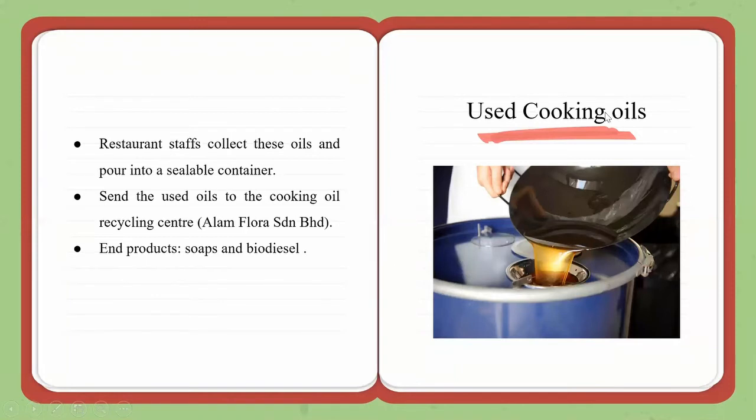Next, I will talk about used cooking oils. The restaurant staff cannot just pour the used cooking oils into the drains, because the oils can cause clogging of the drains and later may cause pest infestation problems. So the restaurant staff should collect their oils and pour them into a sealable container, and then send the used oil to a cooking oil recycling center such as Alam Faras and Dram Berhad. The used cooking oil can be recycled and used to make soaps and biodiesel.